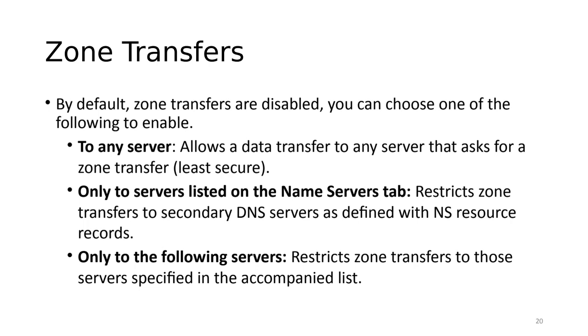By default, for security, zone transfers are disabled. But you can choose one of the following to enable it. You can allow it to any server, which allows data transfer to any server that asks for a zone transfer, but this one is least secure. Or only to servers listed on the name server tab.